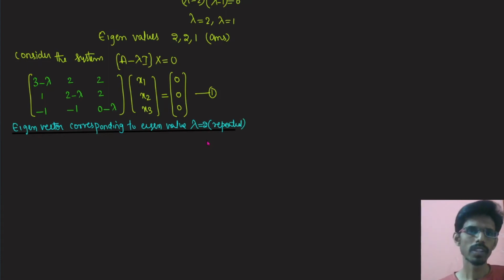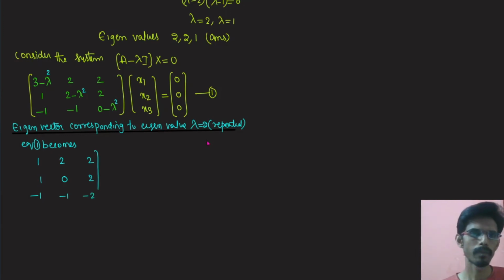Now put lambda equal to 2 in equation 1, then the equation will become: put 2 here, 2, 2, 2 here, so this will become 3 minus 2 which is 1, 2, 2, 1, 2 minus 2 will be 0, 2, we have minus 1, 0 minus 2 is minus 2 only. So [x1, x2, x3] as it is.